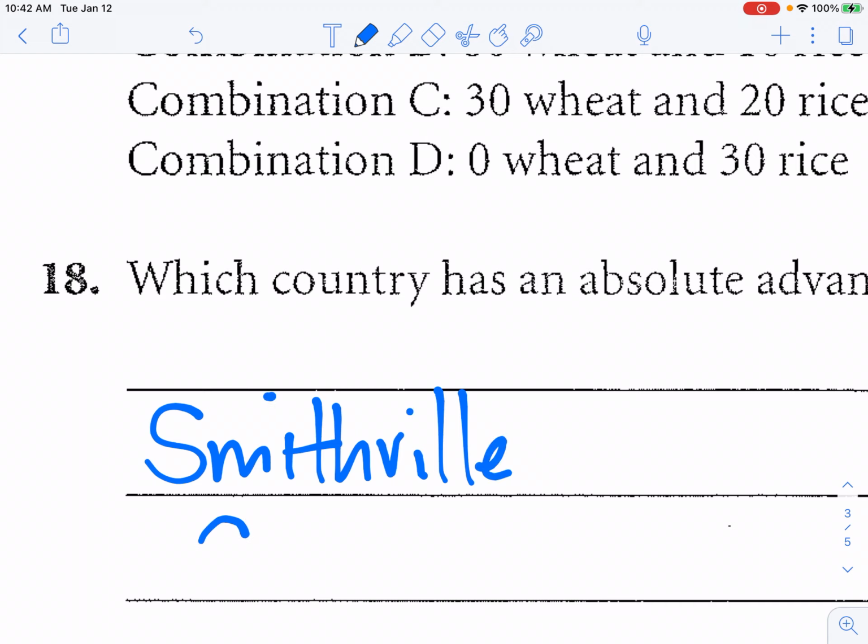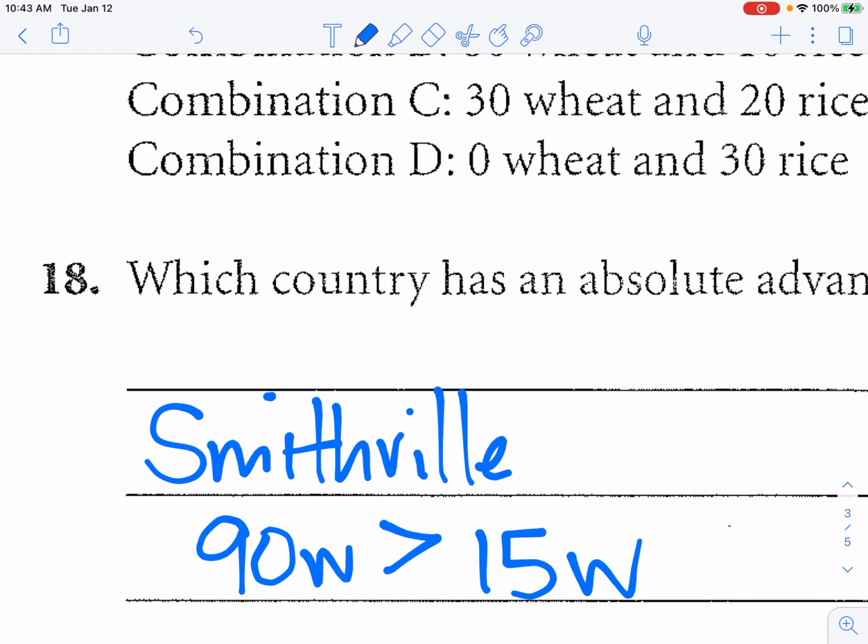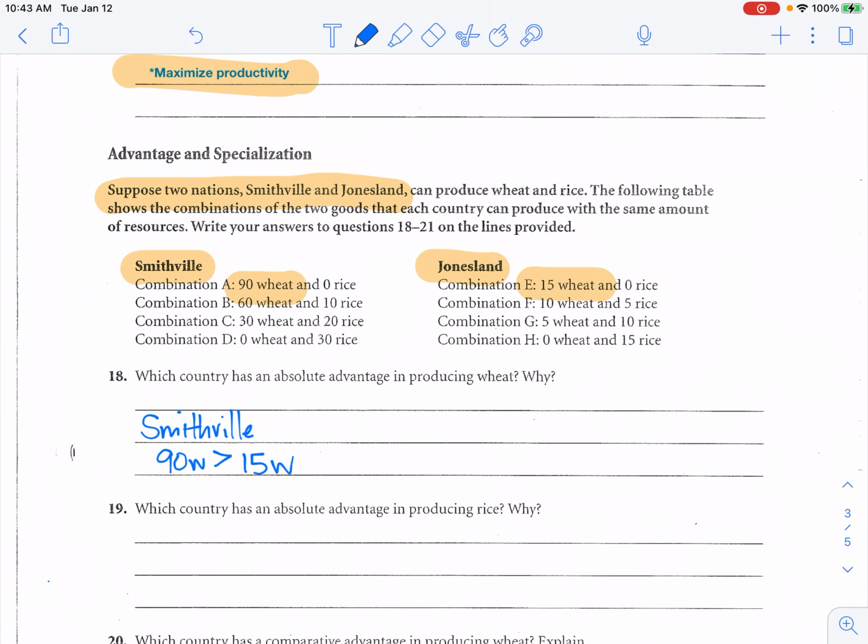And right below, I'm just going to say that 90 units of wheat is greater than Jonesland's 15 units of wheat. So that's my way of noting that.